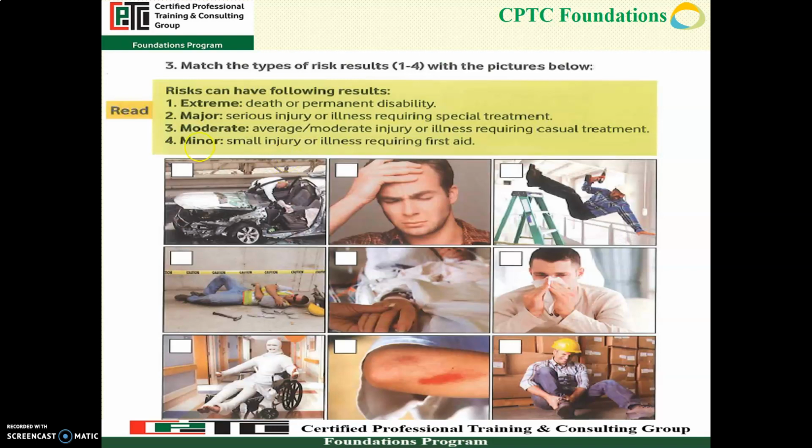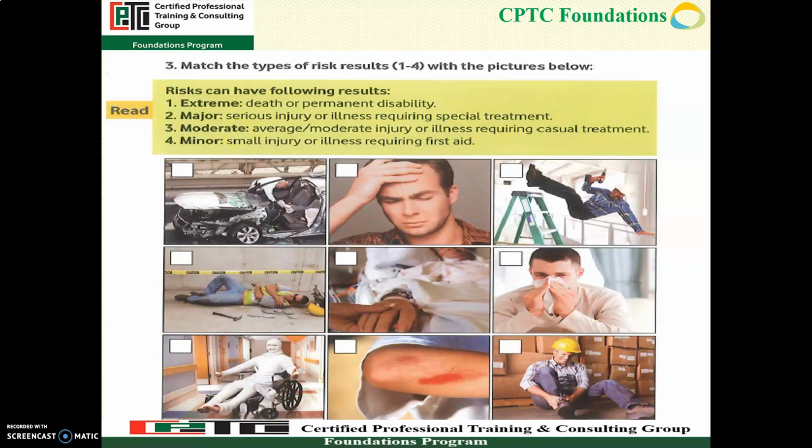And then we have number 2, major. A major result means serious injury or illness requiring special treatment. So you need to go to a doctor and you'll have special treatment. It may take quite a few days, that type of treatment. So it's quite serious. It's really dangerous.